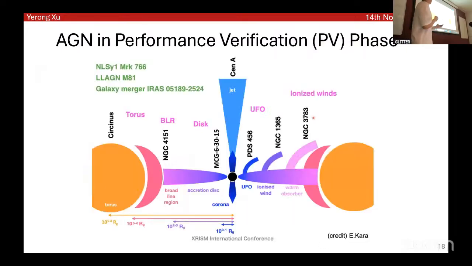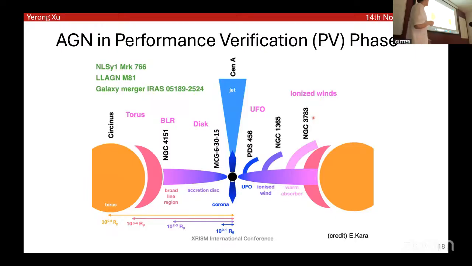I will show you later. And here is the summary of the AGN observed by XRISM during its performance verification (PV) phase. Each observation aims to study the different components of AGN.